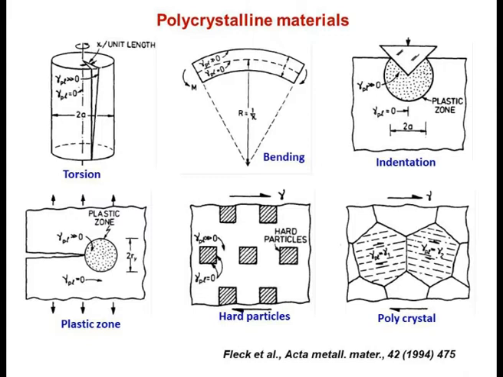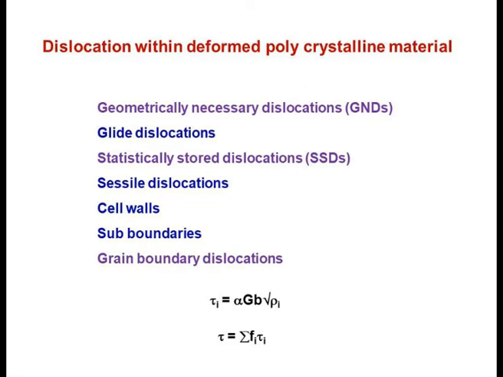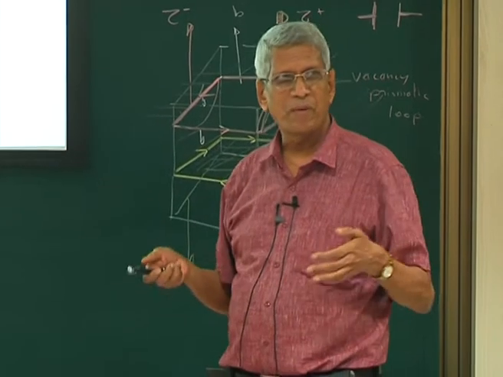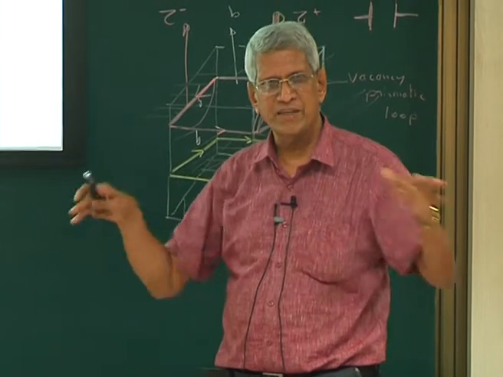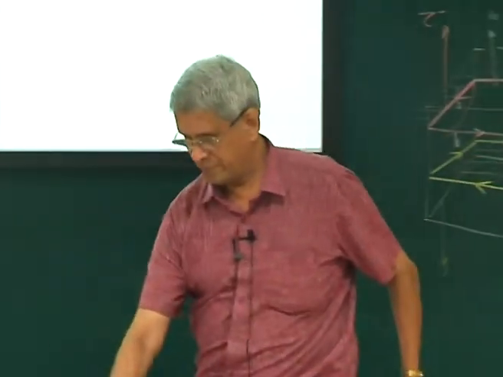So with all these considerations, finally what happens is that in the material you are left with lots of dislocations which are geometrically necessary dislocations. Then some dislocations are glide dislocations which are moving. Some are statistically stored. Some reactions lead to sessile dislocations, various types of reactions which you have studied. Then some of these dislocations move and rearrange themselves into cell walls during deformation, some into sub-boundaries. Some get absorbed into a grain boundary, and some form networks. So these are all the various ways in which the dislocations are distributed within the material.